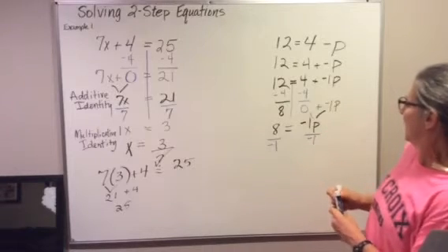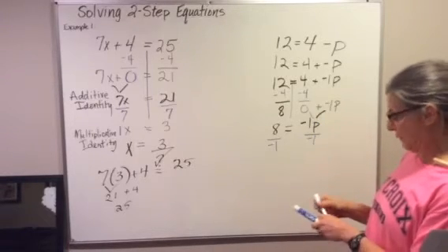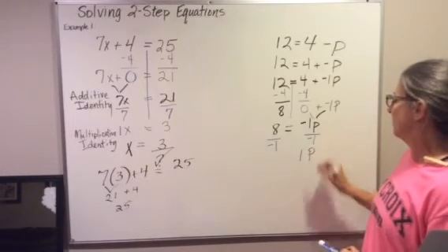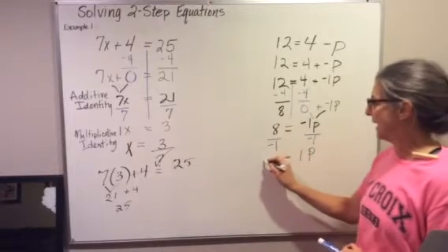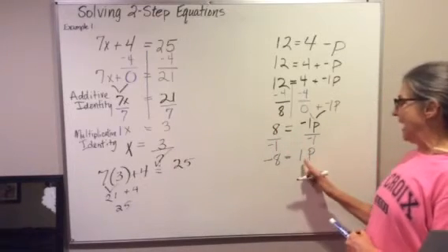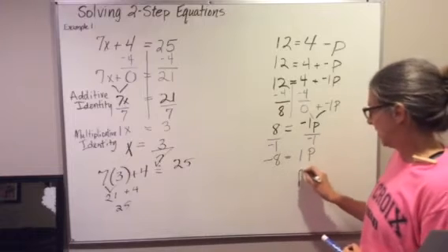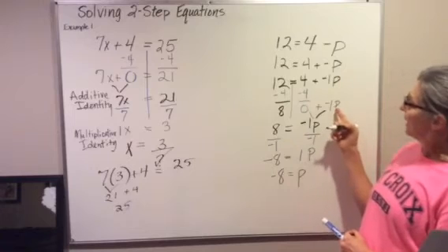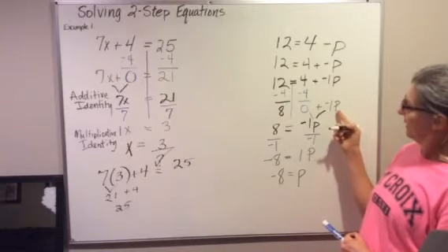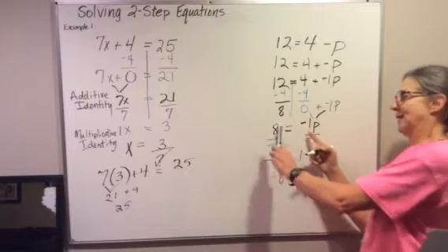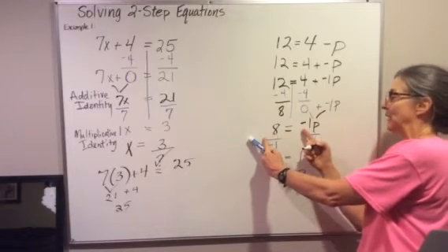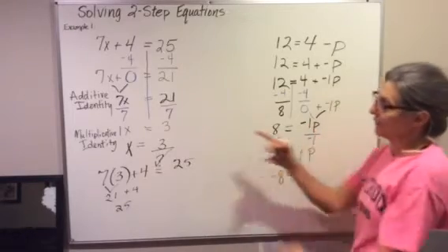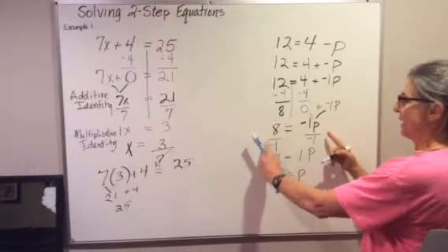And I end up with negative 1 divided by negative 1 is positive 1. And that's really positive 1P equals 8 divided by negative 1, which is negative 8. And positive 1 times P is just P equals negative 8. So when we got here and had negative 1P equals 8, well, then its opposite, negative 8, will equal positive 1P. But here's how to show it mathematically. Divide by negative 1, just like over here we divided by 7, and do that on both sides, and we're left with negative 8.